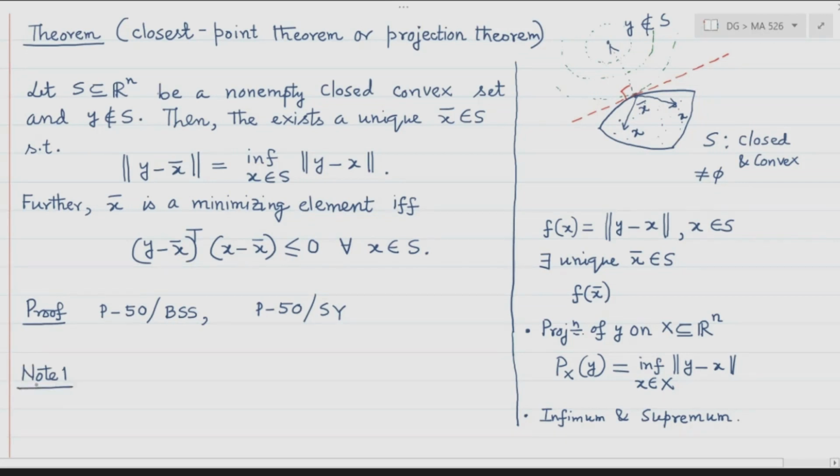The first note is that this result is not necessarily true for a non-convex set. For instance, let me consider one example. Let me just write out neatly that the result is not necessarily true for non-convex sets, and therefore I need to provide one counter example. The counter example is the following.